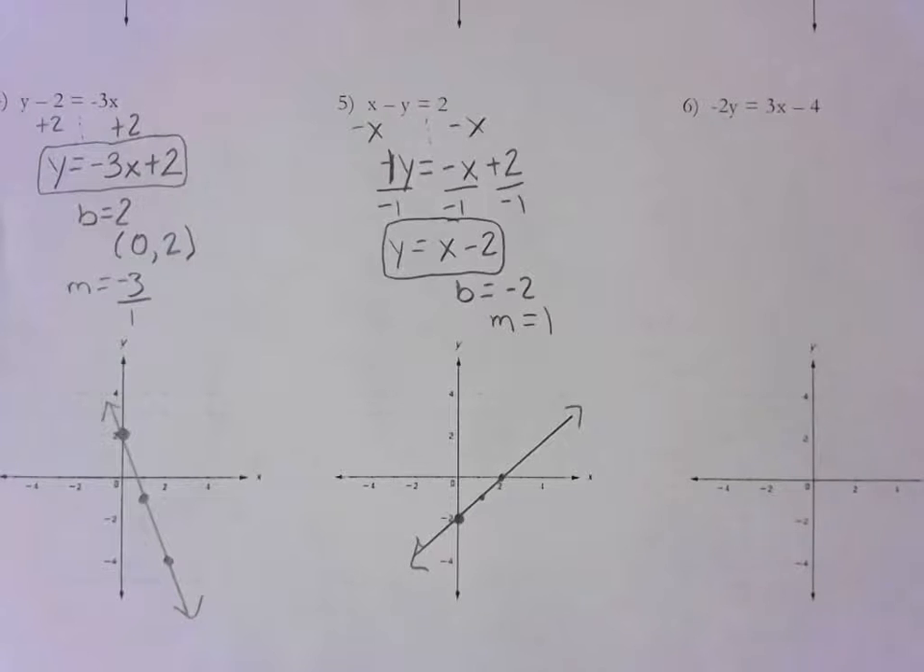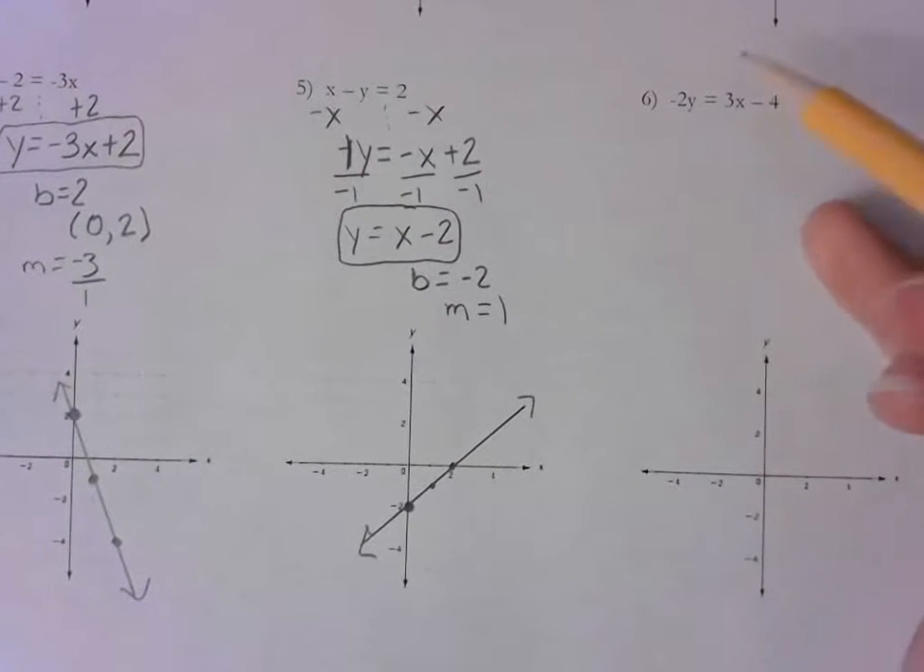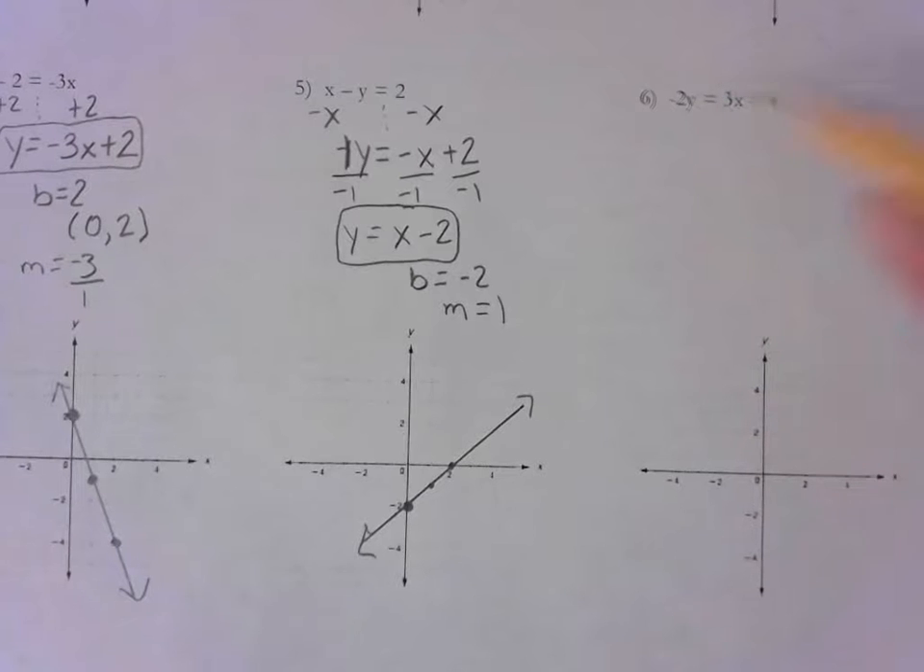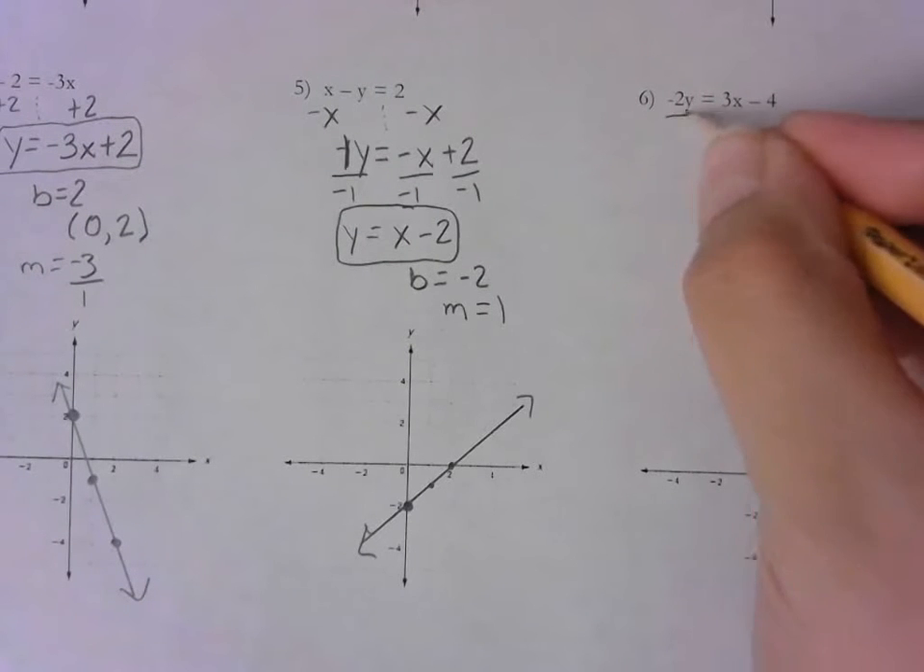There we go. All right, here's another one, a little different. Y is already by itself, but it has negative 2 as the coefficient. We want the coefficient to be 1. So that means we need to divide everything by negative 2.